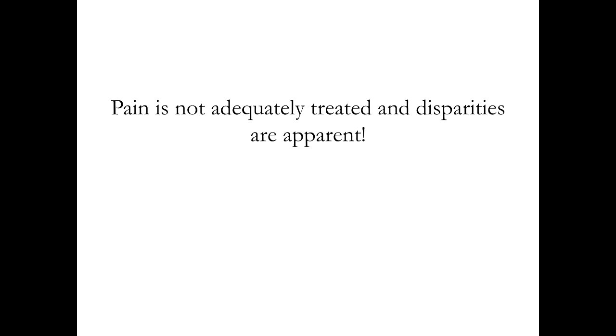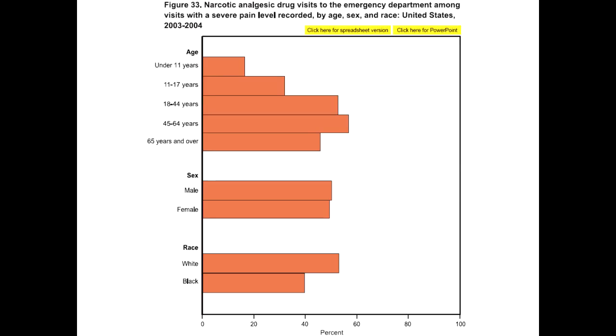The other problem, and this is the one that probably makes me the most upset, is that pain is not adequately treated. And there are fairly evident disparities that do pop up when we start looking at data in a little bit more depth. Here's a good example, and I'd like for you to look closely at ages under 11 as well as over 65 years of age. And this is based on the amount of opioid analgesics that patients are given in the emergency department, all with a severe pain rating. So people who are under 11 are less likely to get adequate analgesia in the ER, as well as people over the age of 65.